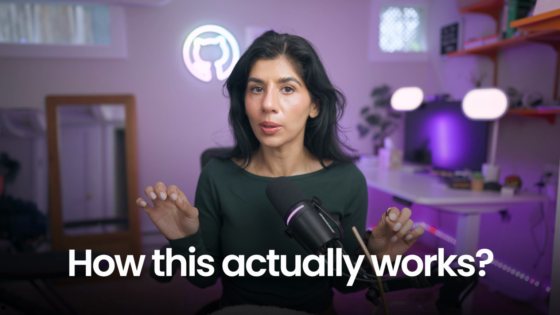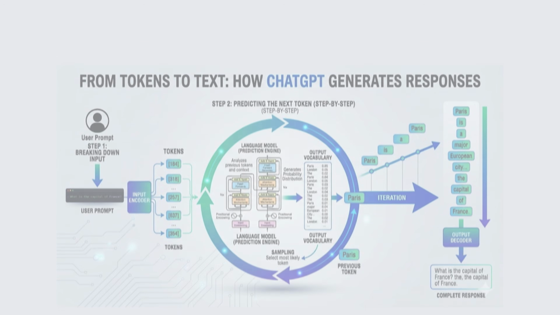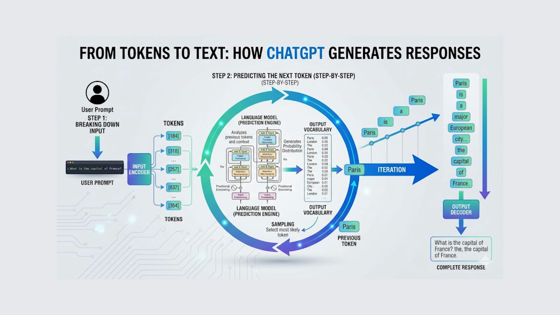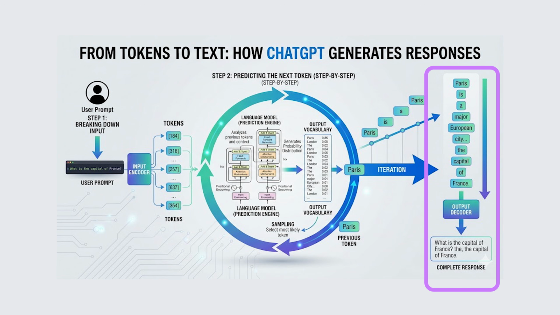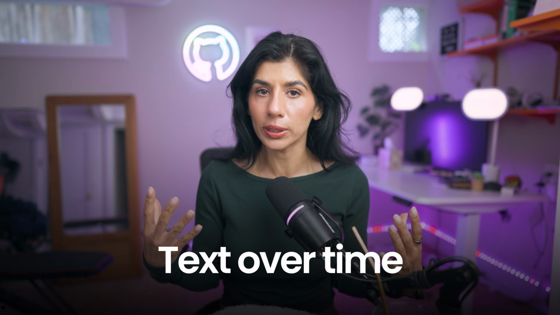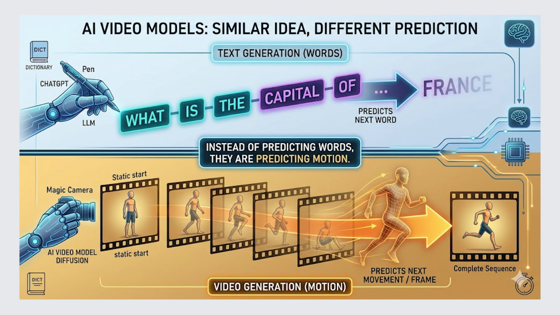Now let's take this clip and break down how this actually works. So what exactly is an AI video model? Let us start with something very familiar. When you use ChatGPT, it breaks your text into smaller pieces called tokens. It then predicts the next token step by step until it forms a complete response. At a high level, it is generating text over time. AI video models use a similar idea, but instead of predicting words, they are predicting motions.